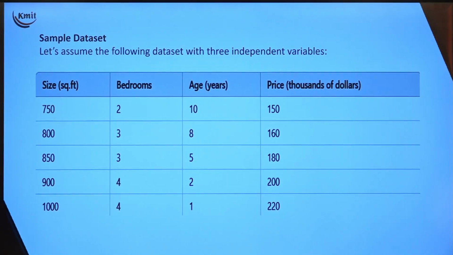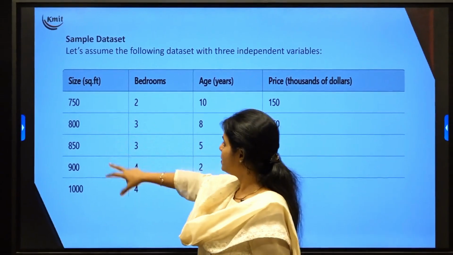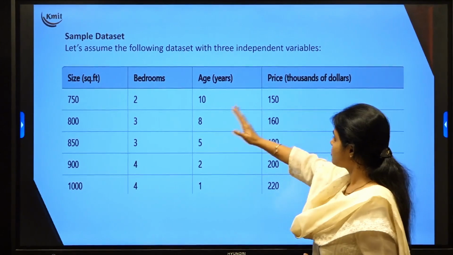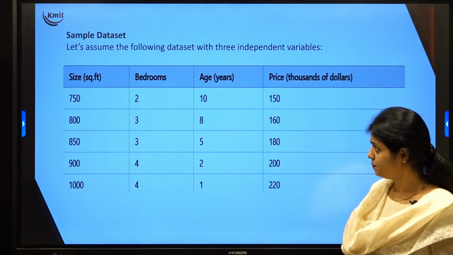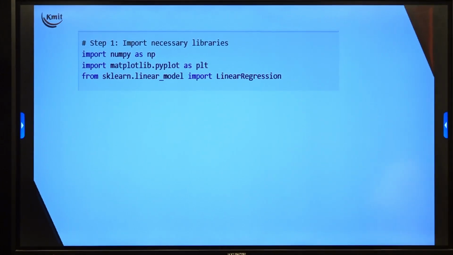Okay. So this is a sample data set that we have created: the size of the house in square feet, the number of bedrooms, and then age in years. Based on these three features, I want to predict the price of the house in dollars. Okay. So let's start working on how to implement this.